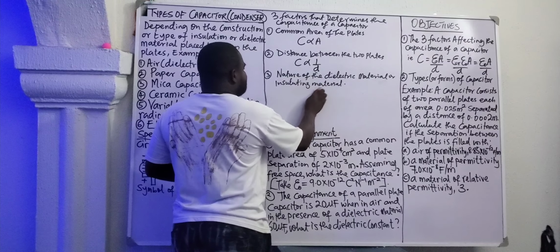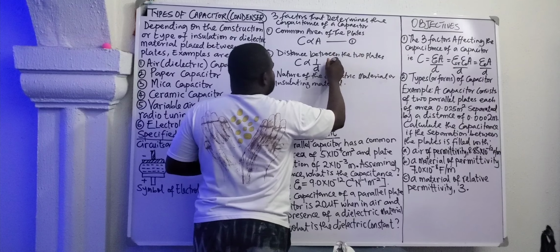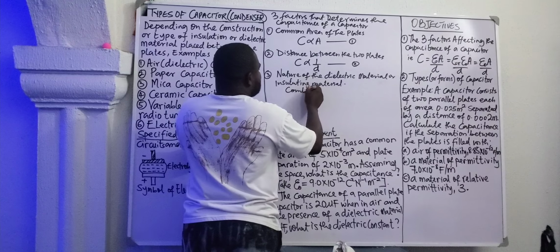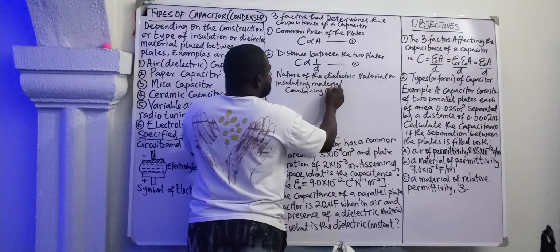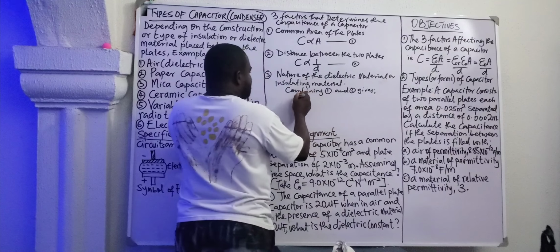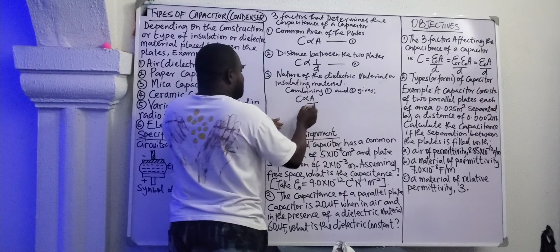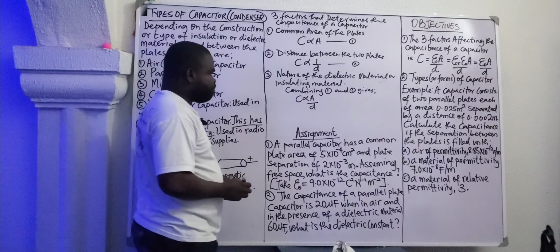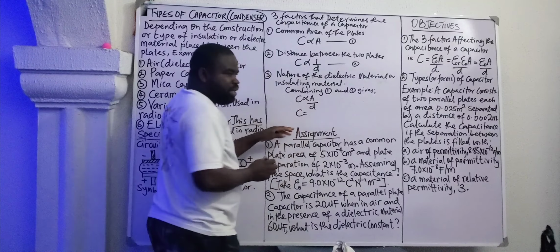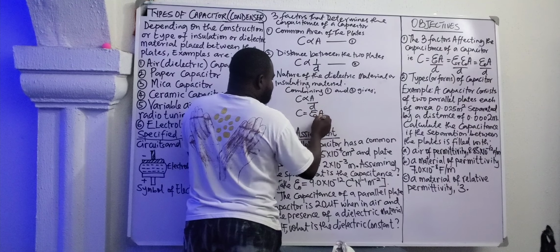Here, let me do this. I'm going to combine. Let me call this equation 1. I call this equation 2. Let me combine equation 1 and 2. Combining equation 1 and 2 gives that the capacitance is directly proportional to the area and inversely proportional to the distance between the two plates. If I remove this proportional sign, I'm going to put a constant together with the equal to sign. And that constant I'm putting now is the permittivity.